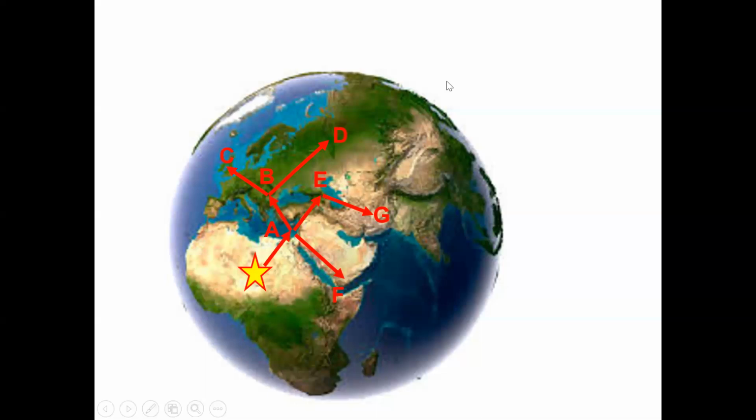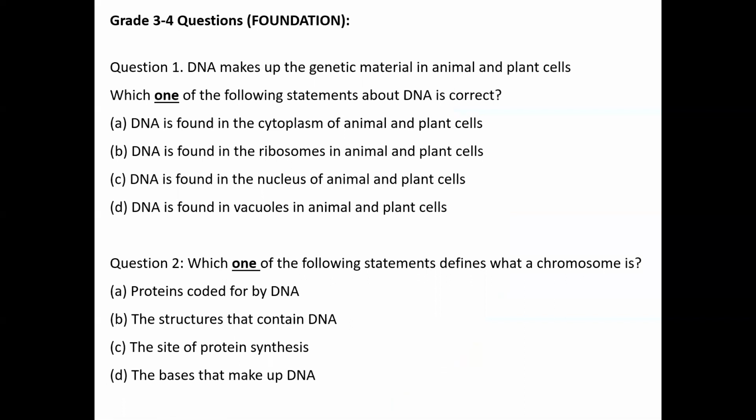Right, okay, so what we're going to do now is some exam questions to see how much we've learned today. The first 2 pages are foundation questions. If you want to go straight to the higher questions, then feel free to skip these. But these are grades 3 to 4 questions, they're foundation.